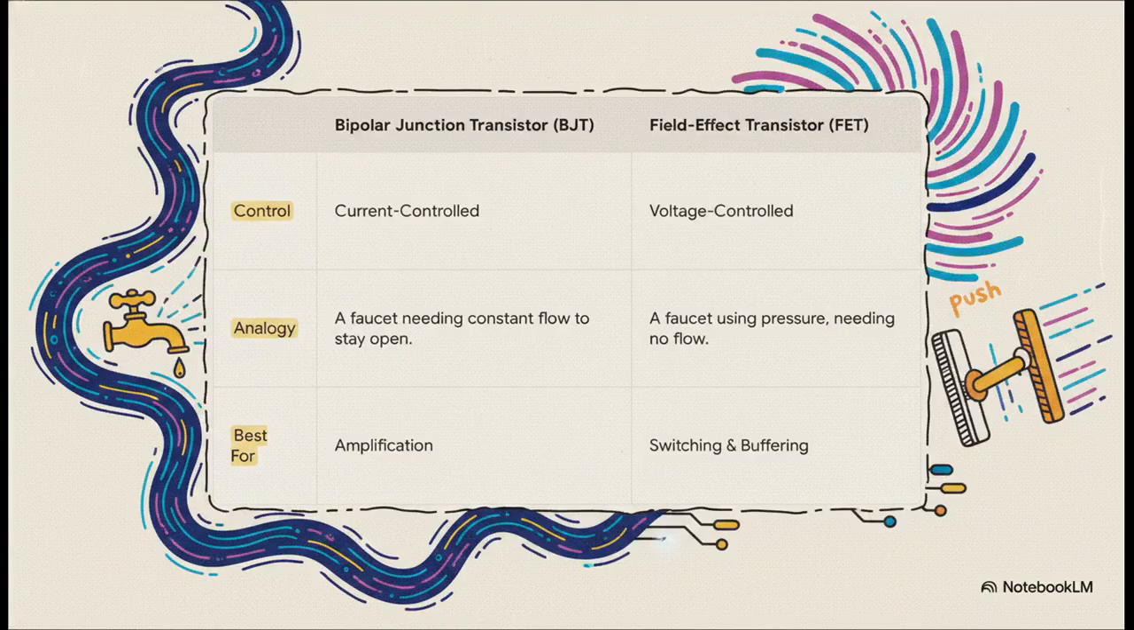And those flavors break down into two main families. One type, the BJT, is like a faucet that needs a little trickle of water flowing through the handle just to keep the main flow going. The other type, the FET, is more like a touch-sensitive button. You just apply a little bit of pressure or voltage and the main flow starts. No trickle needed for the control itself. And that one is the secret sauce that makes the chips in our computers so incredibly fast.